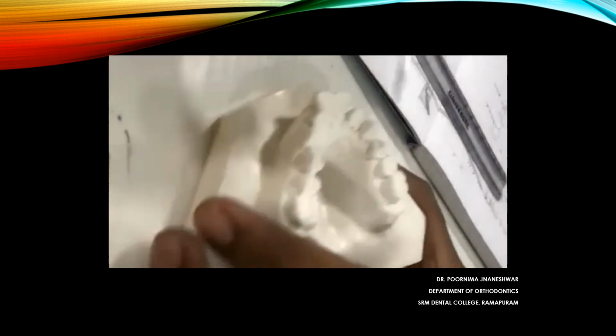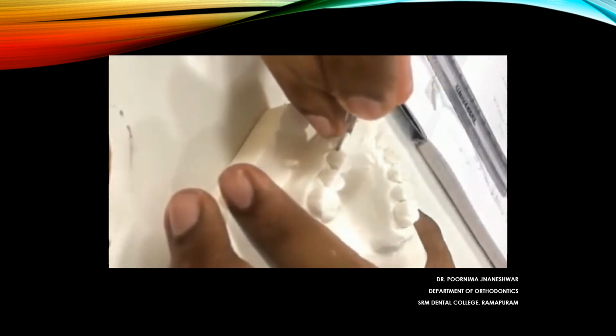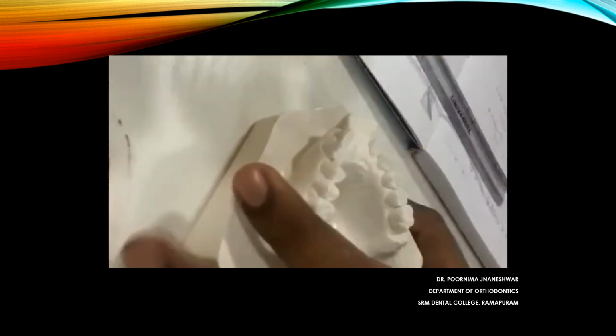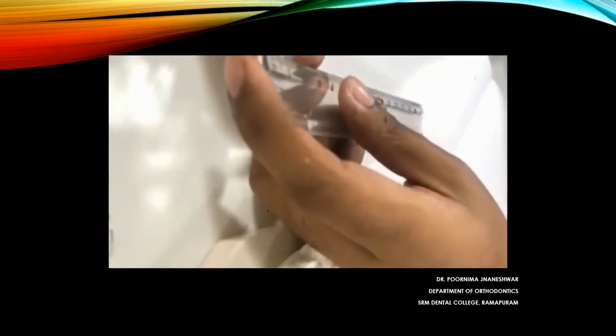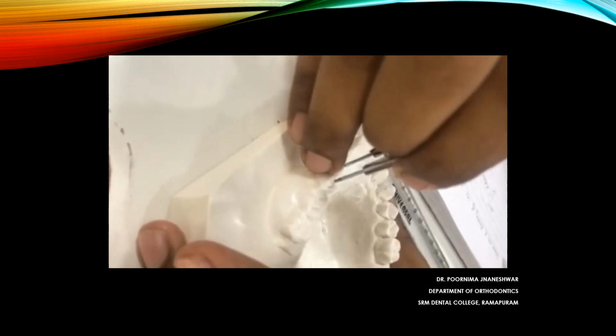Tooth size of 10 teeth, from the second premolar on one side to that of the opposite side, are measured. It is to be remembered that the tooth size is measured at the greatest mesiodistal width of the tooth. Measurement is done using a divider and transferred to a ruler before noting down. Then we sum up all the measurements to arrive at a total tooth material.